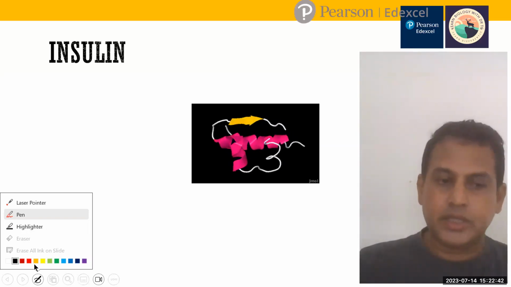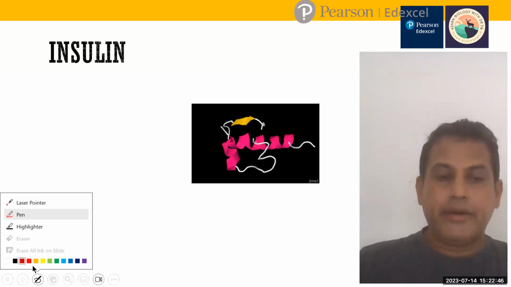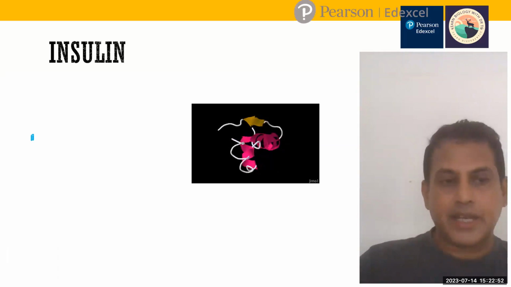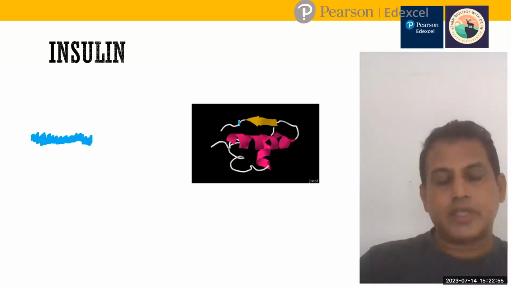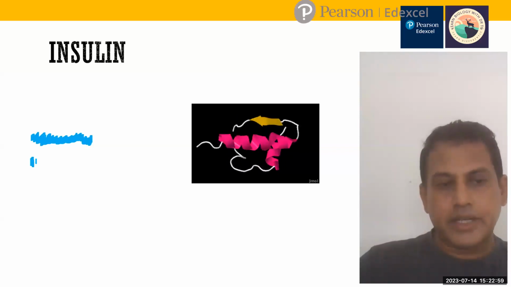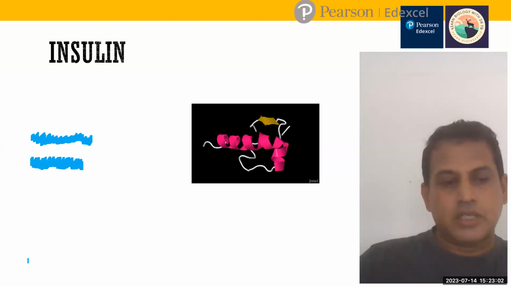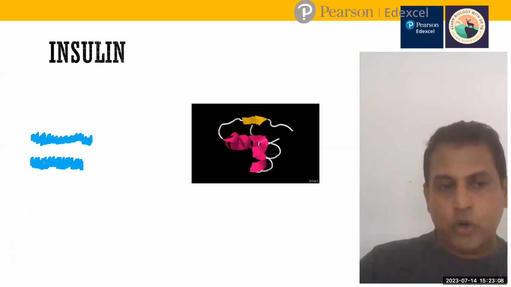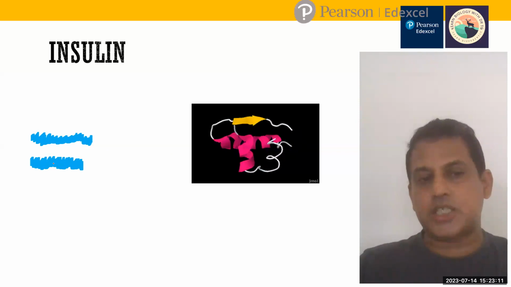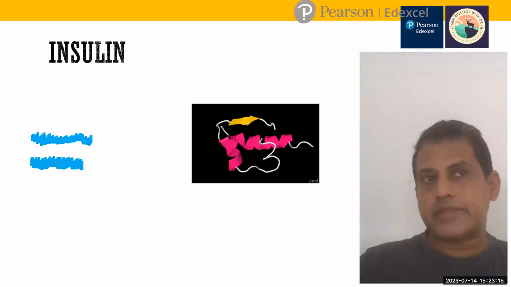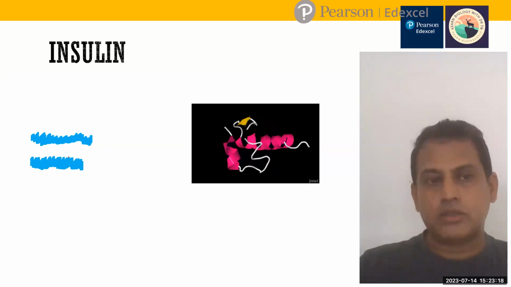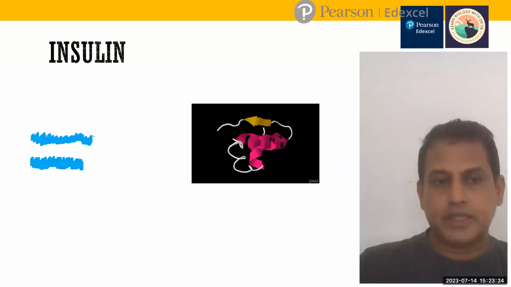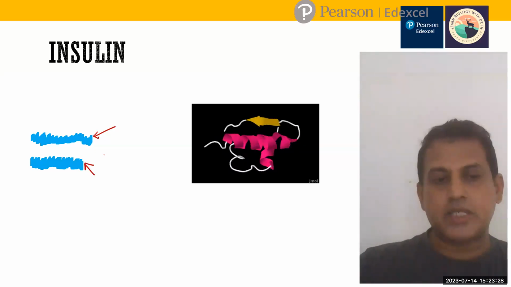Okay, so if you look at the structure of insulin, insulin has a polypeptide chain like this. And it also has another polypeptide chain. I'm showing a folding. If a polypeptide chain is folded, the resulting molecular structure is called the protein tertiary structure. So this represents the tertiary structure, and this represents a tertiary structure.